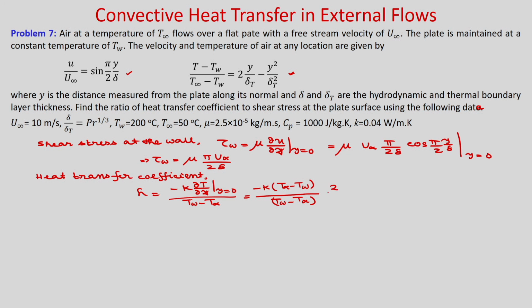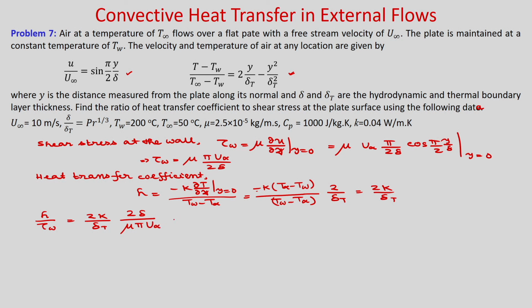Okay. And at y is equal to 0, after taking the derivative with respect to y, you will get 2 by delta T. Okay. And you see this is T infinity minus T w. If you write in terms of T w minus T infinity, then it will become plus and it will get cancelled. So, you will get twice k by delta T. Okay. So, now we need to calculate the ratio of h by tau w. Okay. So, h is your twice k by delta T and tau w we can write as mu pi u infinity divided by 2 delta.